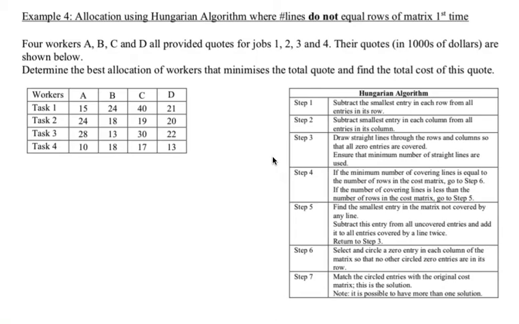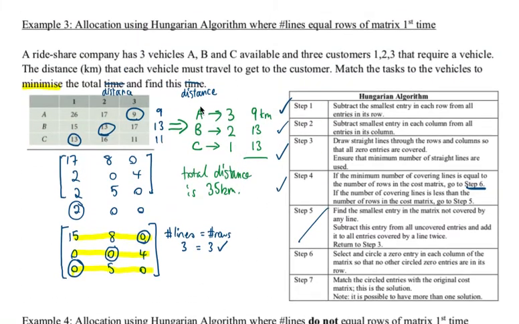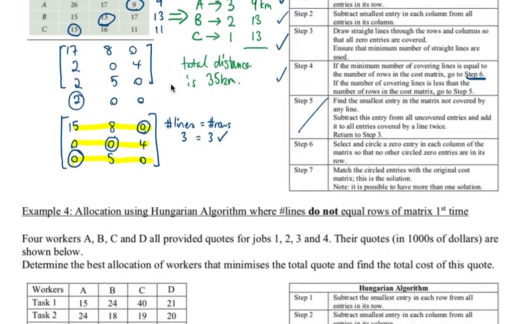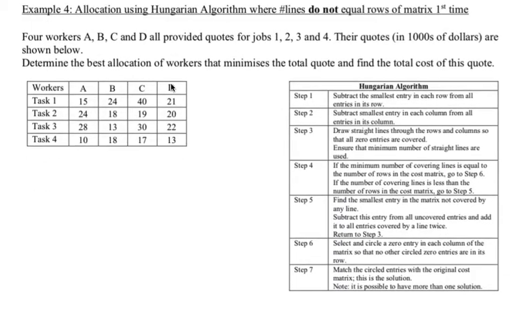In the previous video, we looked at allocating using the Hungarian algorithm process where the number of lines equals the number of rows in the matrix the first time. In this case, we're looking at allocating using a Hungarian algorithm where the number of lines does not equal the number of rows of the matrix the first time. So to illustrate this, we've still got our steps shown here.